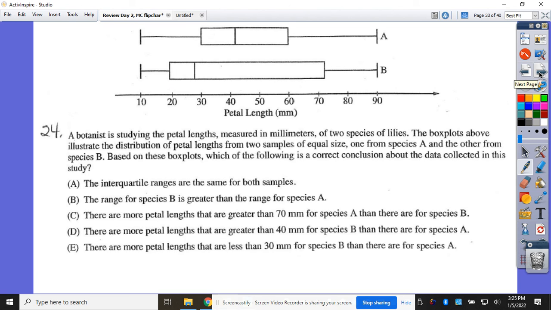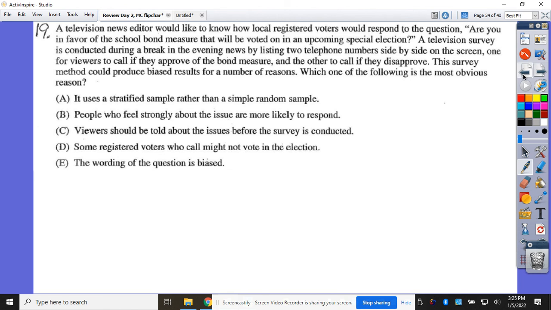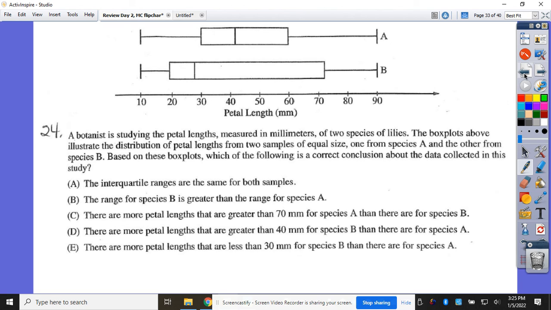Okay, we did this one. This might be the last one. When I am dealing with, yeah, it's up here. What do I know about each of these? 25%. 25%. Do I know how many are there? No. A botanist is studying the petal length measured in millimeters of two specific lilies.